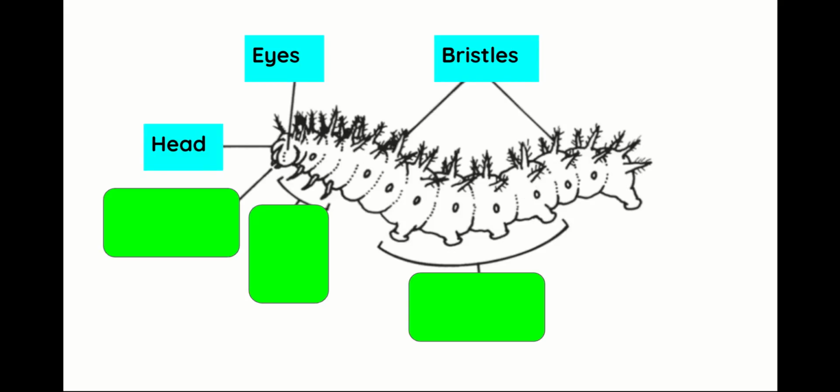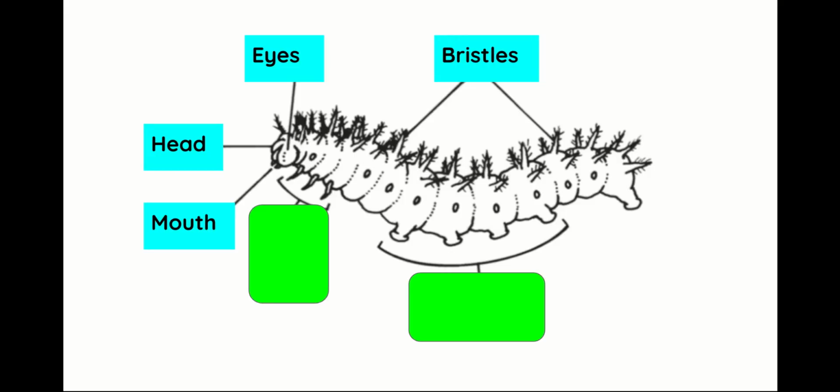Then you'll see here is the head, okay? The head, obviously it's a head. Remember, we have the three main body parts here of the caterpillar, and the head is a very important one. Remember, those three body parts are true for all insects, not just caterpillars.